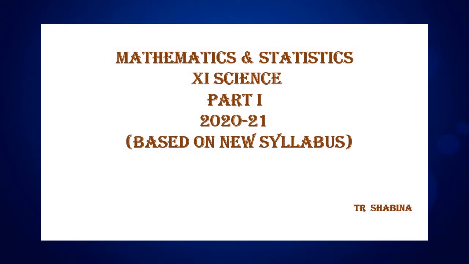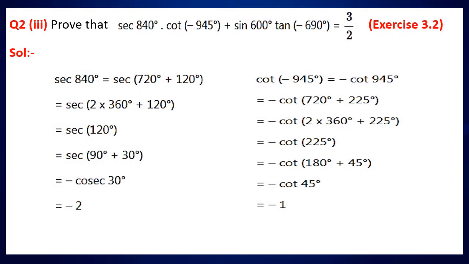Students, we are continuing with the sums of exercise 3.2 of the lesson Trigonometry 2. Question number 3. Prove that sec 840 degree into cos minus 945 degree plus sin 600 degree into tan minus 690 degree is equal to 3 upon 2. Here we will find each trigonometric function value separately and substitute in the left hand side.